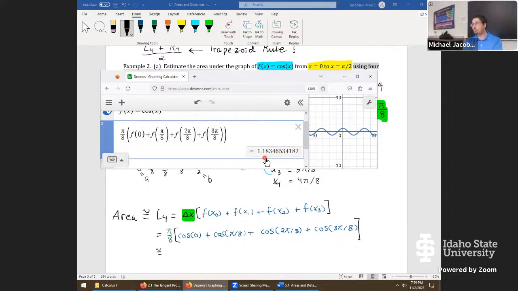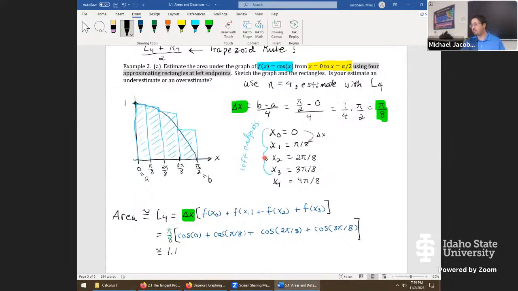The area is 1.183. Well, not exactly, but that's what the left endpoint rule with 4 approximating rectangles would give us. Let's go for 1.18, or 1.2 is just fine as well. So that's our area. It's asking if it's an over or underestimate. That's kind of the purpose of the graph, to see everything in action. And from this rectangle alone, we have a pretty big overestimate. Let's say this is an overestimate.